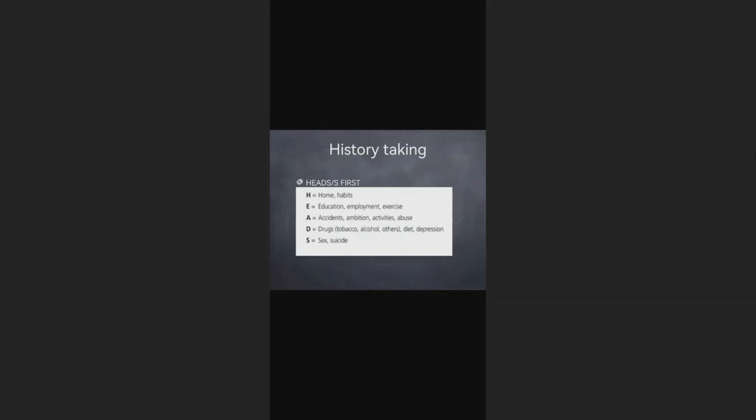So adolescence, we have the HEADSSS. We ask for the home. For each, we have the home and the habits, education, employment, and exercise, accidents, ambition, activities, and history of abuse, may SS pa na siya. The drugs, and sex and suicide. So, if you'll be exposed in the clinics later on, this is important because we have a lot of cases of sexual abuse, of drug addiction. Right now, damo na gani Mobile Legend na addiction bala. So later ma-appreciate nyo na when you do the proper history taking and the face.